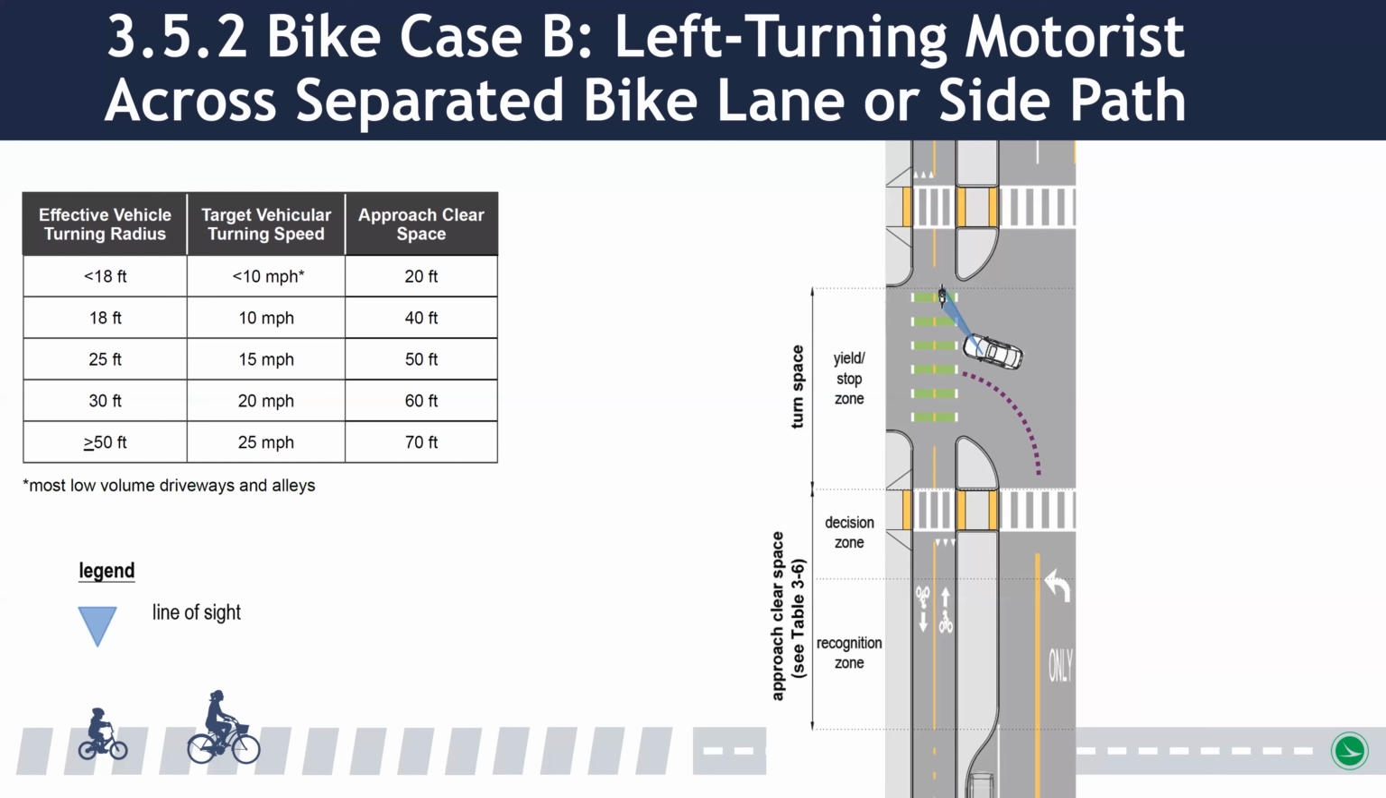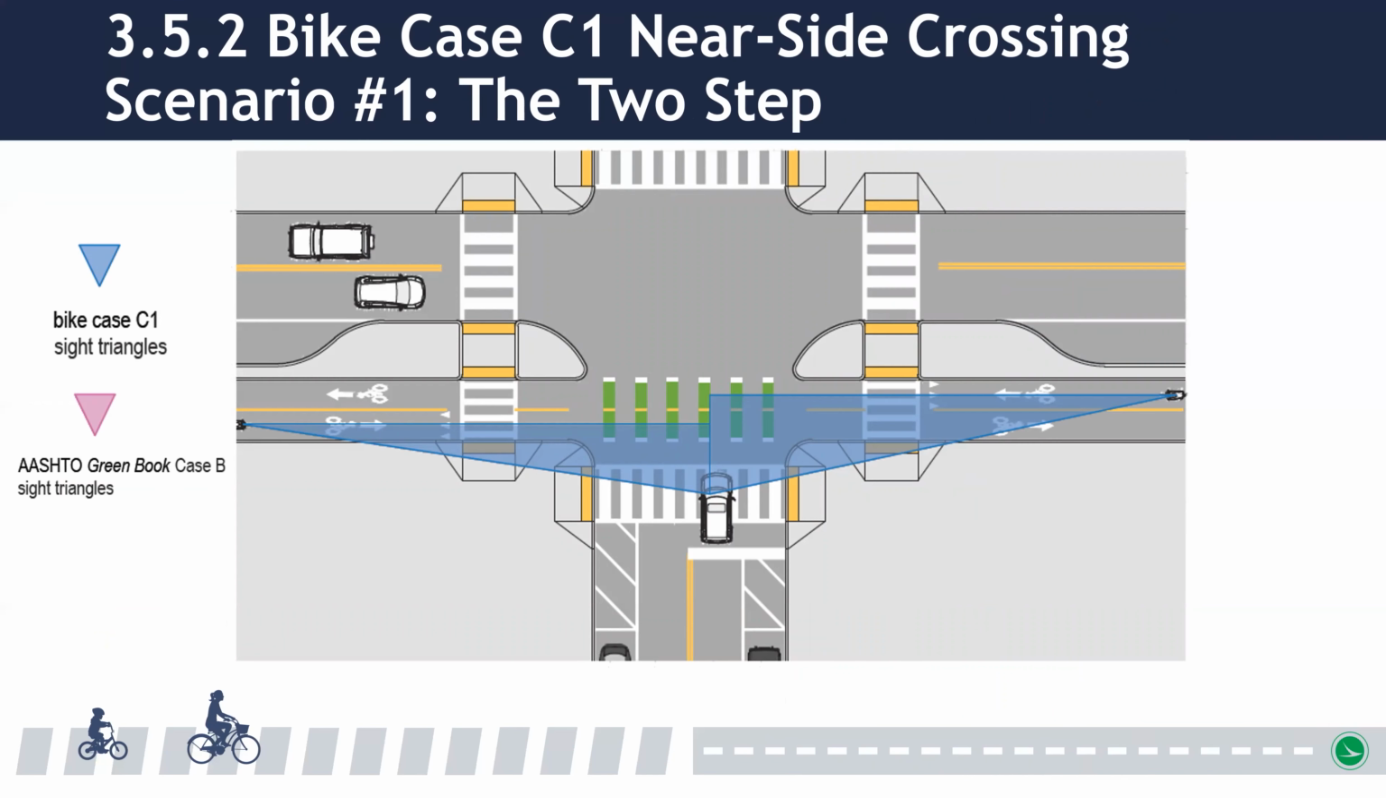Unlike for bike case A or bike case B on one-way streets, where the motorist is decelerating towards the crossing, the motorist in this case may be accelerating towards the crossing once they perceive a gap in traffic. Where there are high volumes of bicyclists or turning motorists, or multiple travel lanes to cross or high operating speeds, in those cases, signal separation should instead be considered to address this conflict.